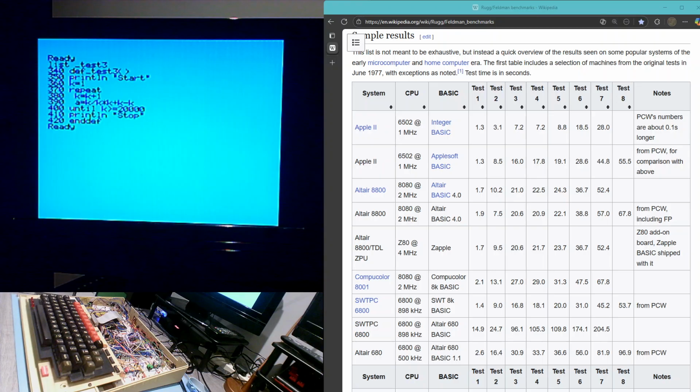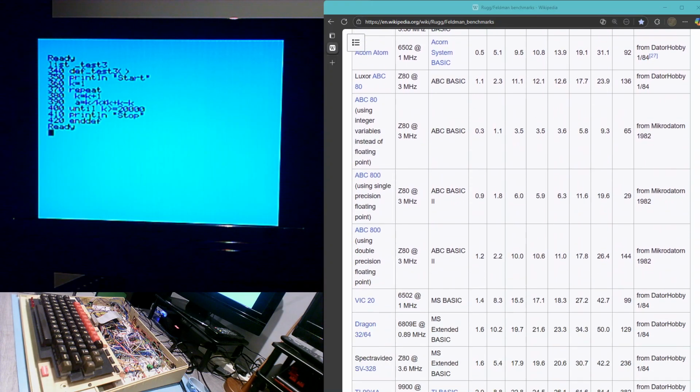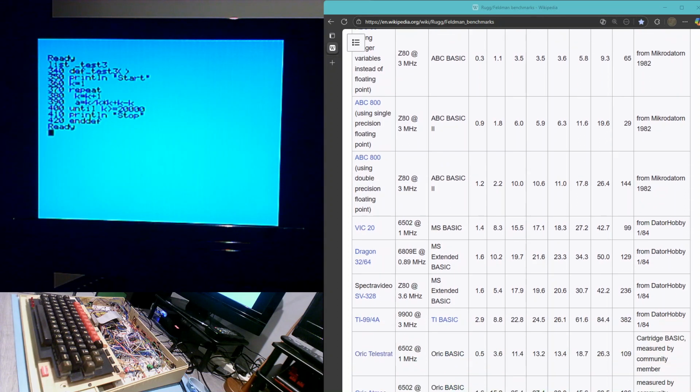Of course, again, let's remember the clock speed is significantly lower on the Apple II. So I thought that would be an interesting aside for folks to get an idea of how the homebrew performs against some computers from back in the day and the built-in basics that they came with.